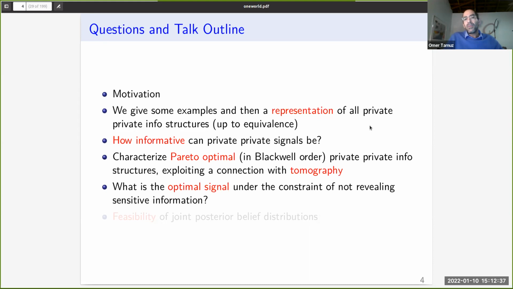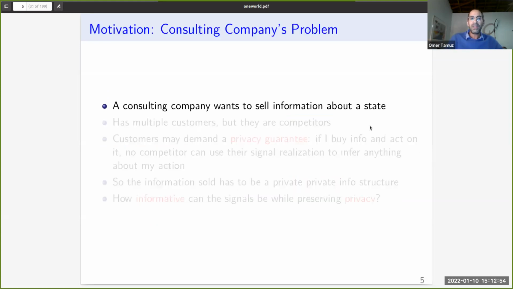I'm going to talk about one application, which is our main application: what is the optimal signal that you can generate under the constraint of not revealing some sensitive information. I'll explain this. And then I'll talk about the feasibility of joint posterior belief distributions, which distributions you can even have. Okay, so that's the plan.